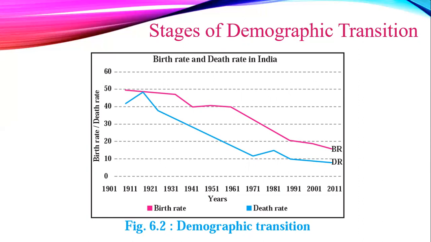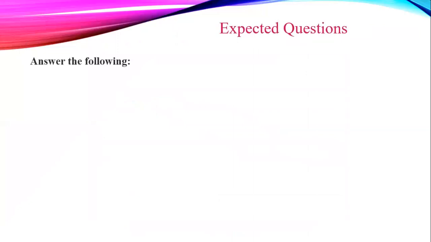So students, this figure explains the phenomenon of population explosion caused by the increasing wide margin between very slowly declining birth rate and fast falling death rate. Now students, expected questions on today's content. Explain the stages of demographic transition.